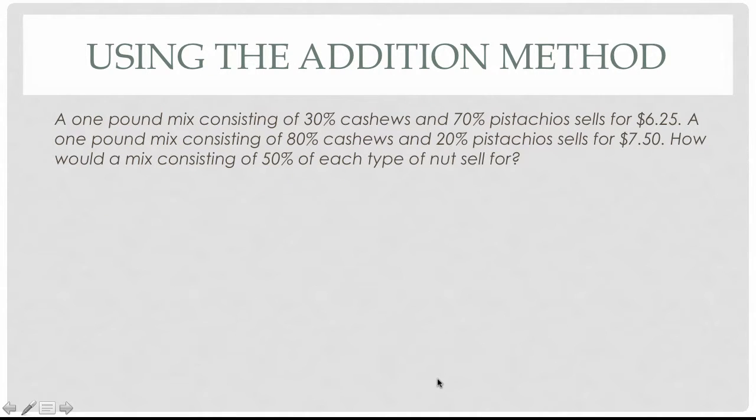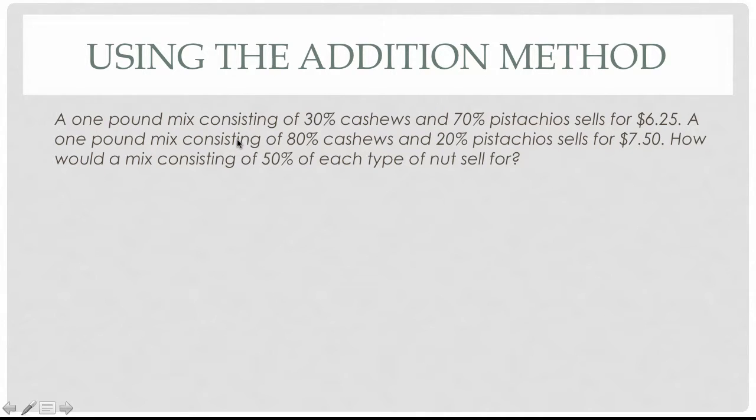All right, let's do a word problem. Everybody loves word problems, right? Using the addition method to solve a problem. We have 1 pound of a mix consisting of 30% cashews and 70% pistachios. It sells for $6.25. A 1 pound mix consisting this time of 80% cashews and 20% pistachios sells for more, for $7.50.